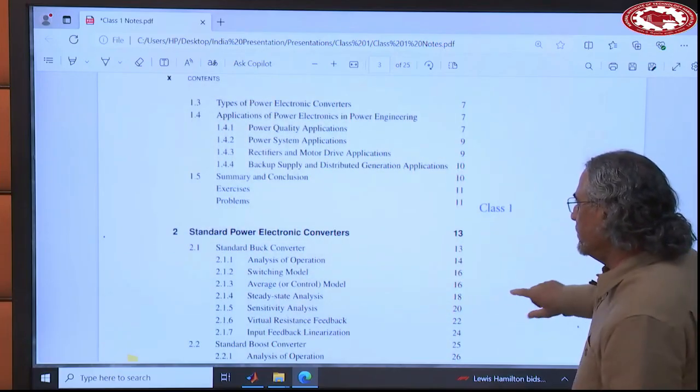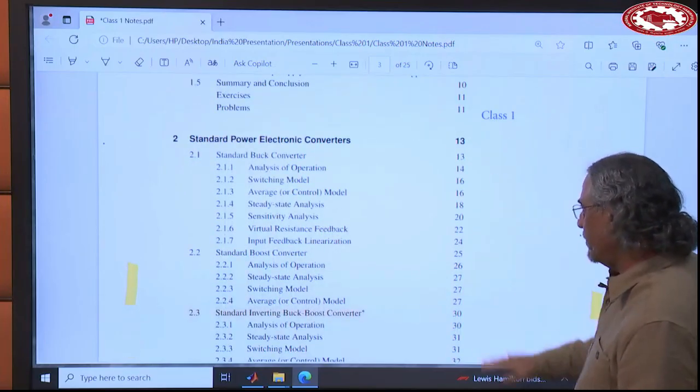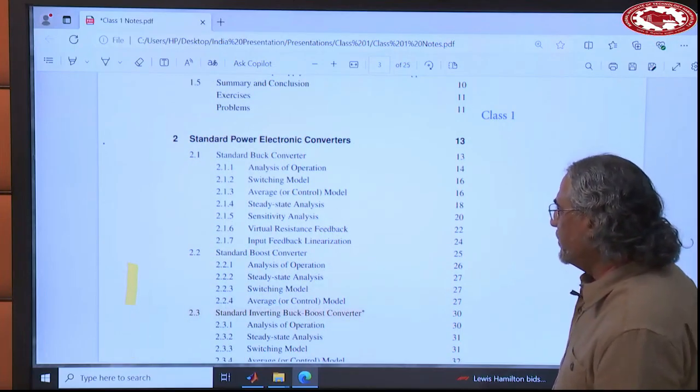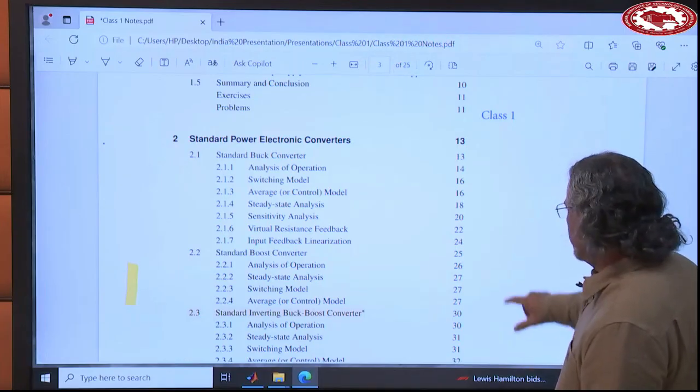And then this chapter here will be standard power electronic converters. Now we go into details of different converters, a standard buck converter and a standard boost converter.